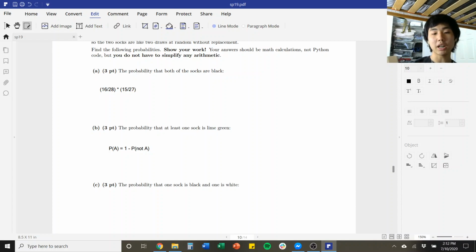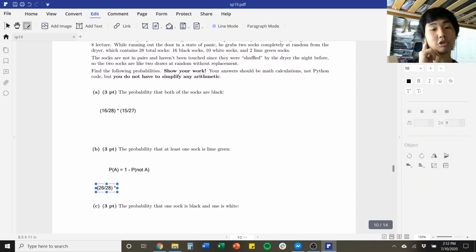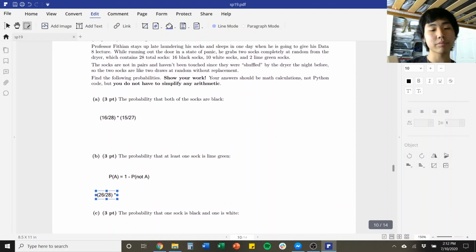Because something either happens or it doesn't, so we can use this formula to our advantage. So in my opinion, it's a lot easier to find the probability that none of the socks are lime green, and then just subtract that value from 1. So the probability that the first sock is not lime green is 26 divided by 28, because there's 2 lime green socks, and there's 26 non-lime green.